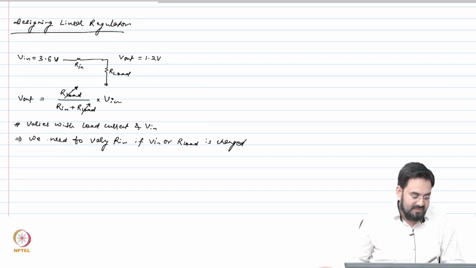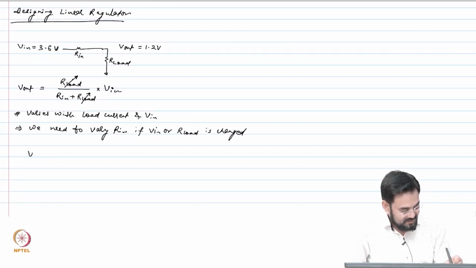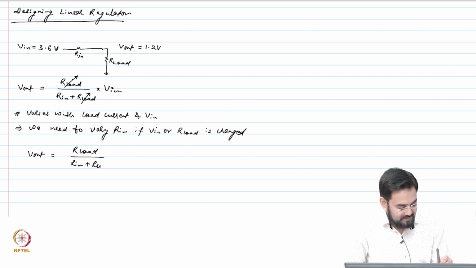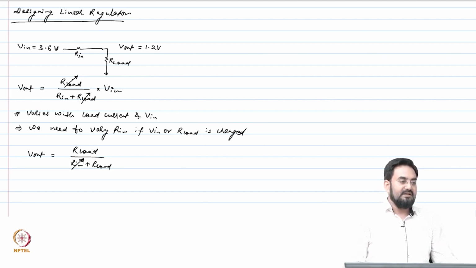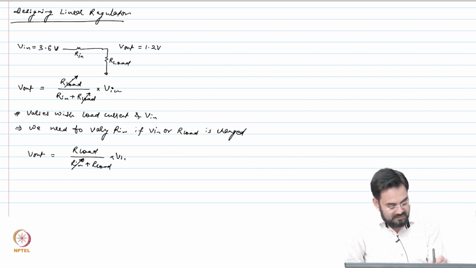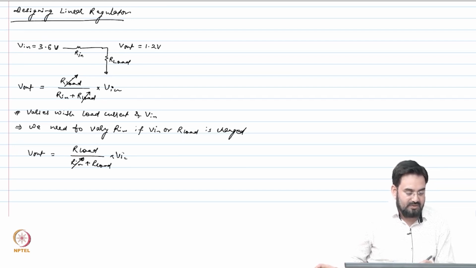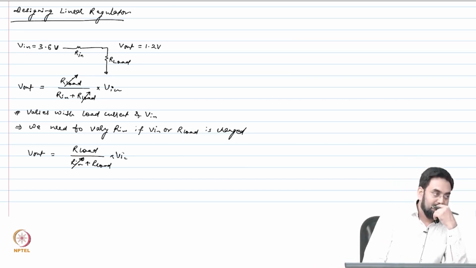So if I find a mechanism where V out equals R load over R load plus R in, if I can control this R in, then I can regulate my output. Okay. So what do I need to control the R in? I need a feedback. Okay.